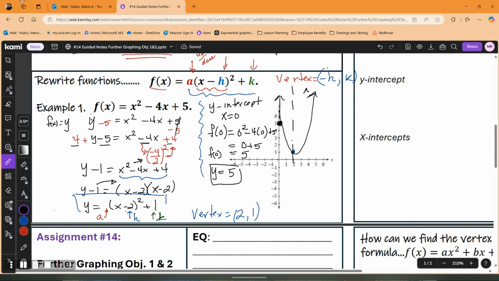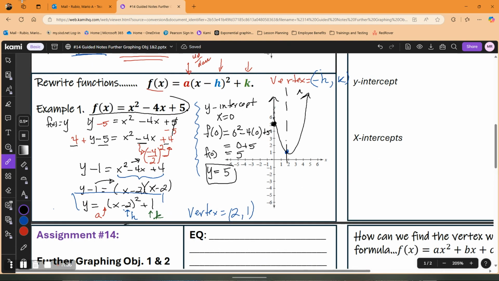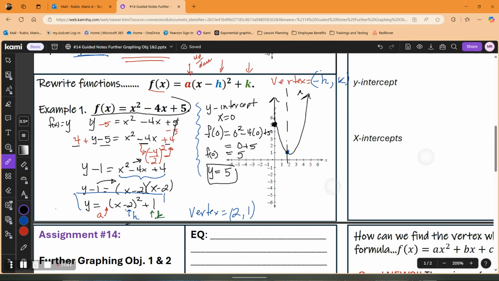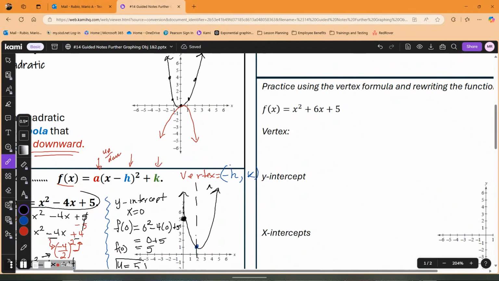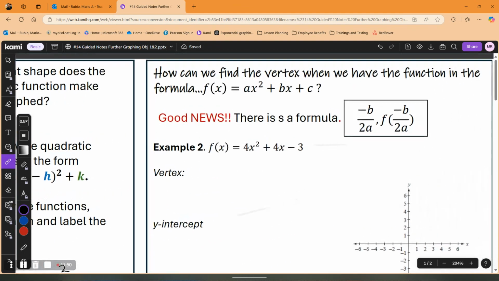First, I rewrote this equation by completing the square so I could make it look like this equation. And then to find the vertex, I wrote it this way so I can use the h and the k to find my vertex. And then I evaluate this equation at x equals 0 to find my y-intercept. I'm going to go through the process again in this example, and let's see if it makes a little bit more sense.